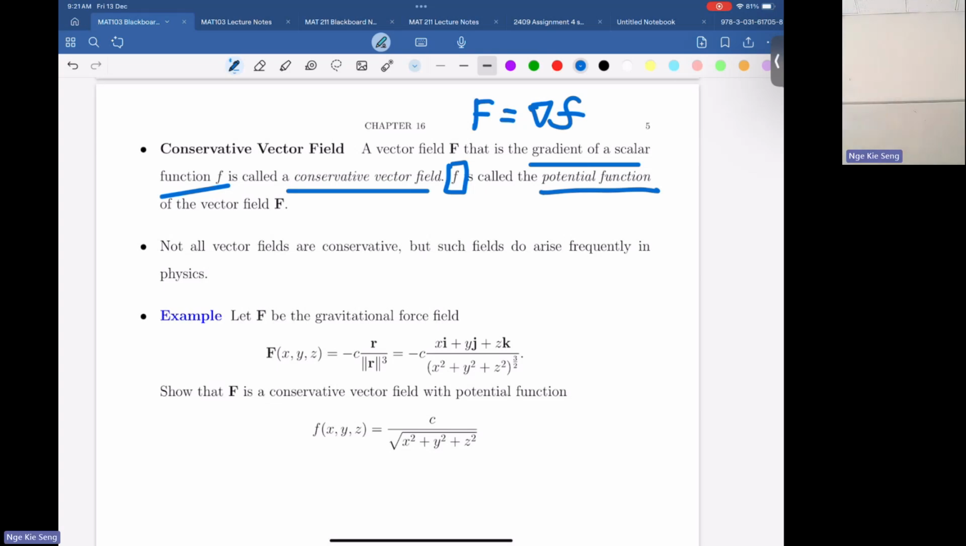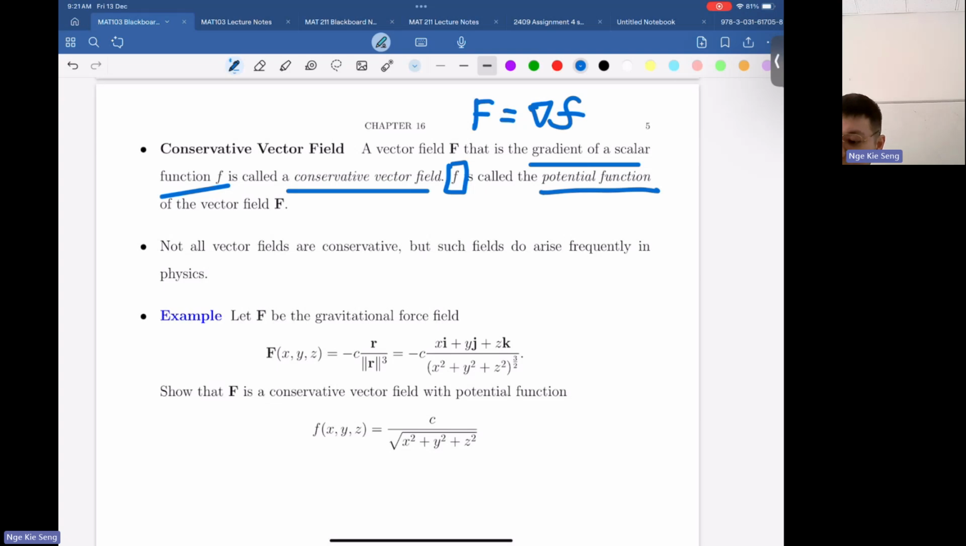A remark down there: not all vector fields are conservative. You can imagine that not all vector fields come from a derivative, a partial derivative. But this kind of thing frequently happens in physics, so that's why they consider this.